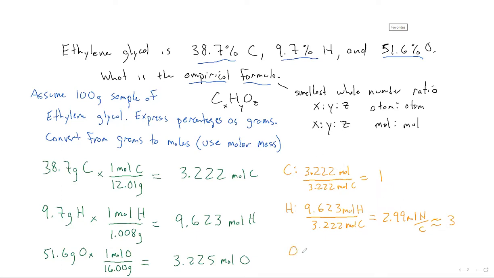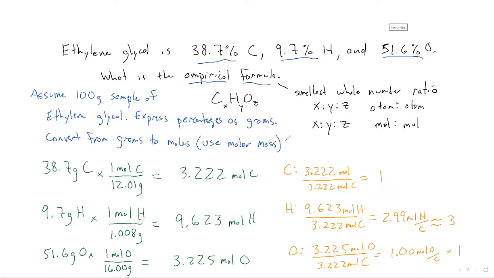And then for oxygen, I think we can see that there are 3.225 moles of oxygen for every 3.222 moles of carbon. So we always use the smallest one. We divide them all by the smallest, whatever the smallest one is. It happens to be carbon this time. This is going to come out to be 3.225 divided by 3.222. I get 1.00 moles of oxygen per mole of carbon, which is 1, equals 1.